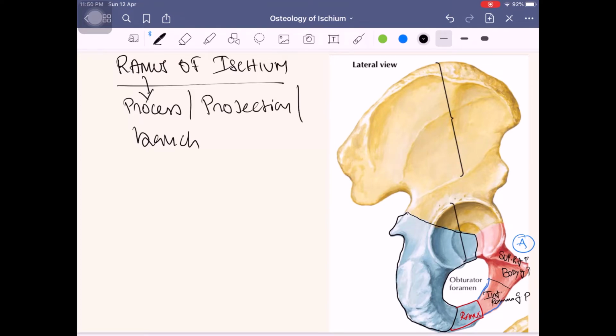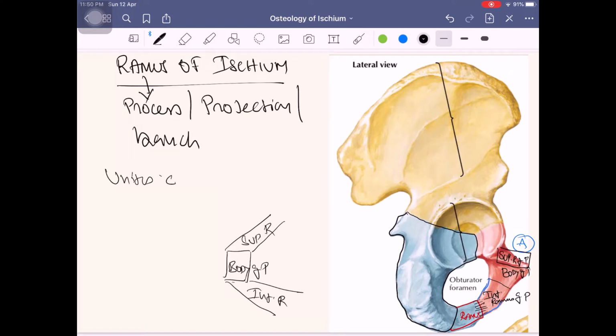If you have noticed, the pubis has a superior ramus because the pubis is like this. This is the body, and it has an upper projection and a lower projection. This is the superior ramus, which is coming from up, and this is the inferior ramus. Whereas in the case of the ischium, we don't have a superior ramus. So we can say the ramus of the ischium is meeting with the inferior ramus of the pubis. So this is what we form; you can say it unites.